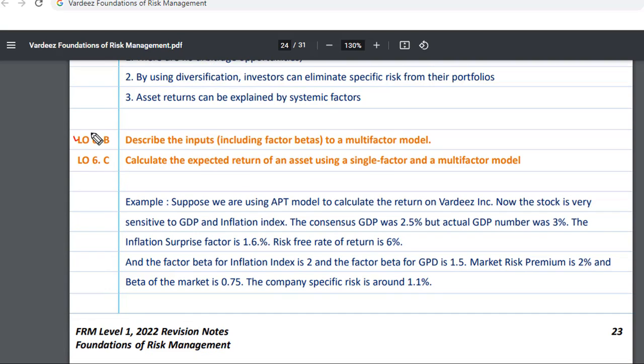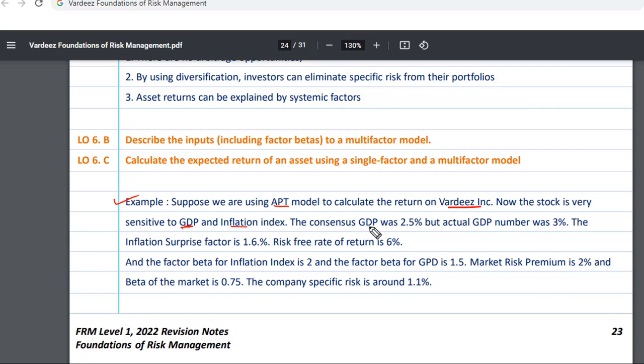All right, next learning objective: describe the inputs that go into a multi-factor model and calculate the expected return of an asset using a single factor and a multi-factor model. What I've done is use a simple example, so that we understand the inputs and everything in a much better way. Suppose we are using the APT model to calculate the return on Vardy's Inc. The stock is very sensitive to GDP and the inflation index. We are given these two factors as well.